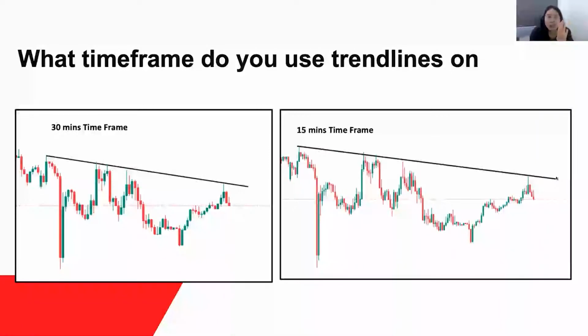Number three, it needs to have minimally 3 touches. 1, 2, 3, 4. This is valid. 1, 2, 3. This one didn't really touch, but we can kind of consider it 4, 5. Okay, 5 touches. This is valid.